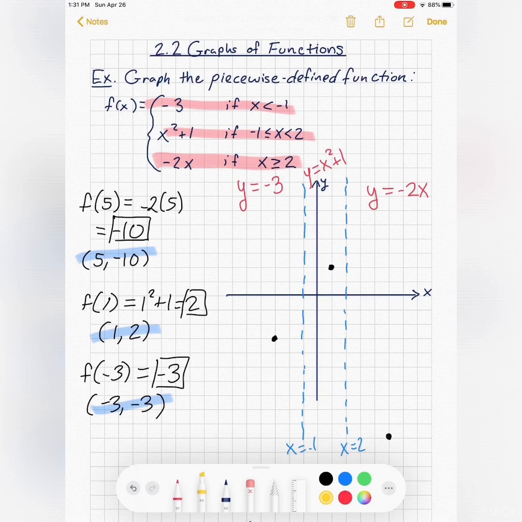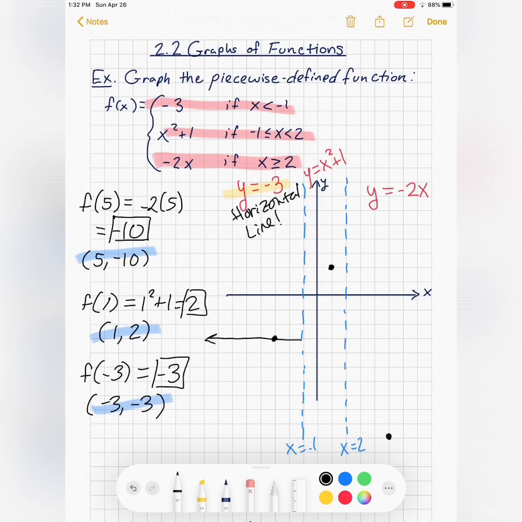Then I've got to remember what each of these shapes look like. So something like y equals -3, that's a special one. That's just a constant function. That's a horizontal line, isn't it? That's really easy to graph. I go to y equals -3 and I draw a horizontal line.